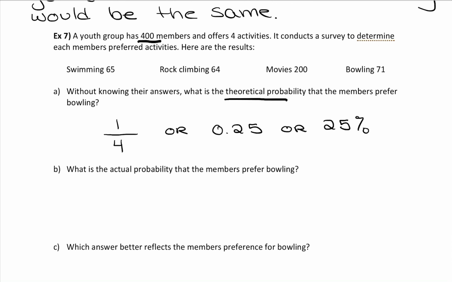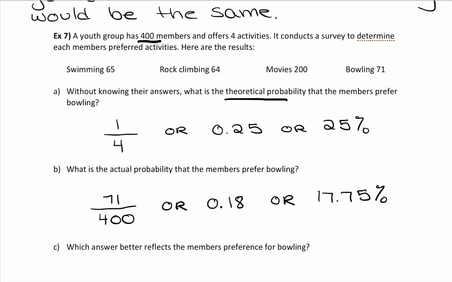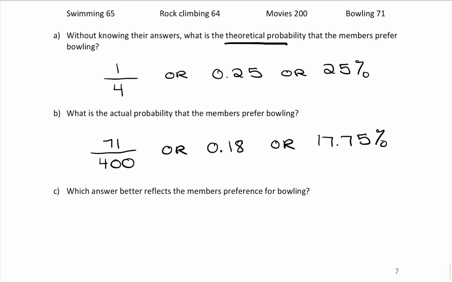What is the actual probability? So now we are using the fact that we know how many people out of 400 like to bowl. So if you look at the numbers, that's 71 out of 400. 71 divided by 400, rounded to 2 decimals, is 0.18. 71 divided by 400 times 100, rounded to 2 decimals, is 17.75%. It's really important to understand the difference between the theoretical probability and the actual probability. We call this the experimental probability because it's based on data. Okay, one is just using the fact that there's 4 activities and one of them's bowling, and the other is actually using collected data.